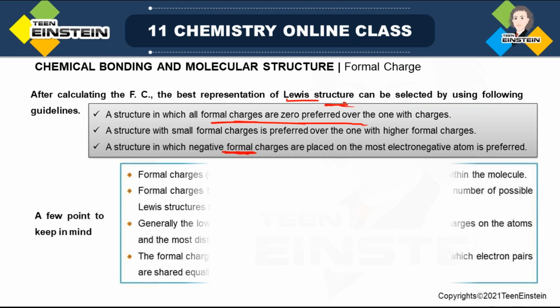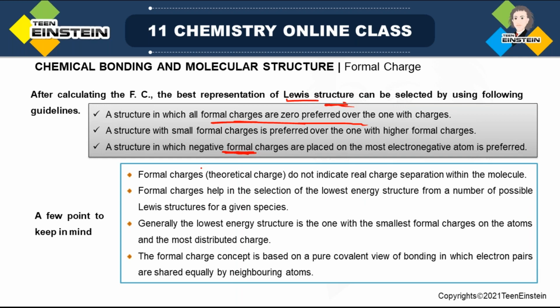A few more points to keep in mind. Formal charges are basically theoretical charges, so don't think they are actual real charge separation. Take any molecule, and when you have calculated the formal charge by applying the formula V minus N minus B by 2, you get some charge. Don't think that it is an actual charge. That is why the term is formal. It is theoretical, so it does not indicate real charge separation within the molecule.